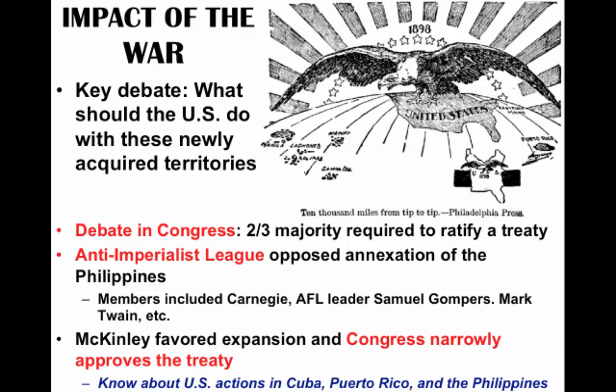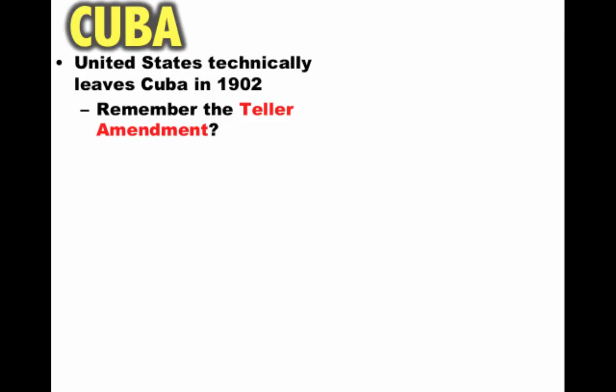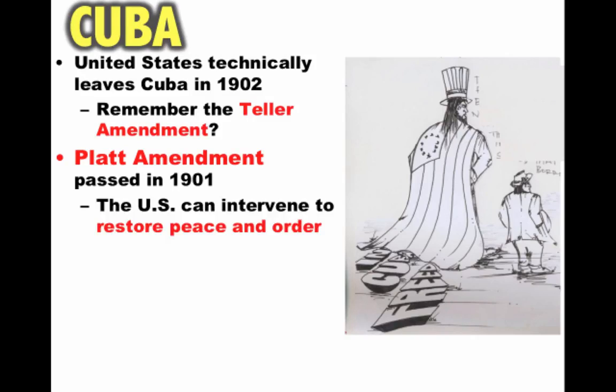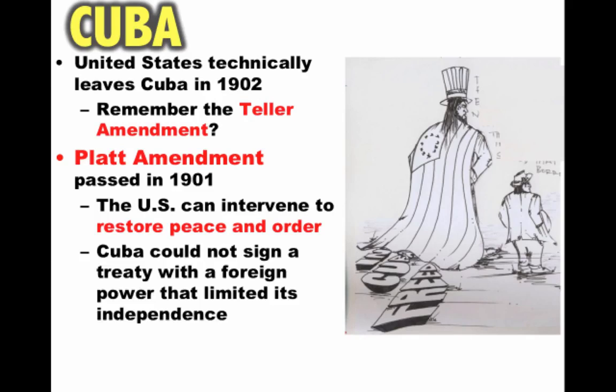And it's important you know about what the U.S. does in Cuba, Puerto Rico, and the Philippines following the war. Let's take a look at Cuba. Remember the Teller Amendment. We were going to leave right after the war was over. Well, it is replaced by the Platt Amendment. And the Platt Amendment is passed in 1901, and you can see that in the political cartoon right there. Cuba's freedom is going to be partially blocked. Under the Platt Amendment, the U.S. can intervene to restore peace and order in Cuba whenever it feels it is necessary.